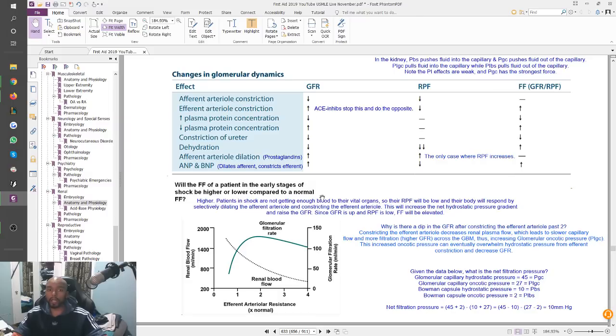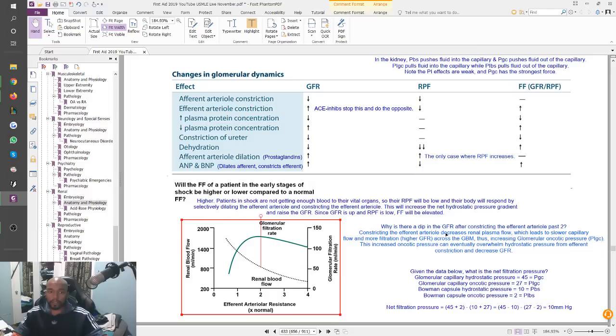Patients in shock are not getting enough blood to their vital organs, so their renal plasma flow will be low, and their body will respond by selectively dilating the afferent arteriole and constricting the efferent arteriole. One of the things that ANP and BNP does. The main thing here is the fact that you constrict the efferent arteriole. This will increase the net hydrostatic pressure gradient and raise the GFR. Since GFR is up and renal plasma flow is low, filtration fraction will be high. Right, so this ANP and BNP part is kind of related to shock. And always remember, whatever you do to the afferent arteriole does not affect filtration fraction.